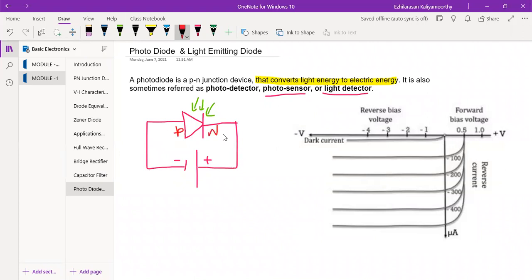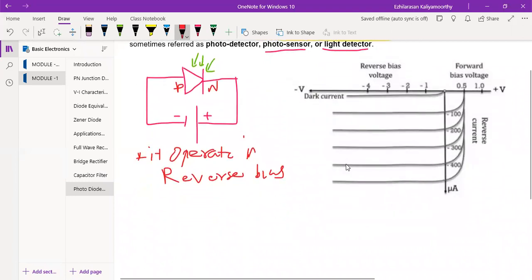Now the photodiodes are specially designed to operate in reverse bias condition. So you can make a point: operate in reverse bias. Later we'll see why reverse bias. The reverse bias means the P side of the type will be connected to the negative terminal of the battery and the N side is connected to the positive terminal of the battery.